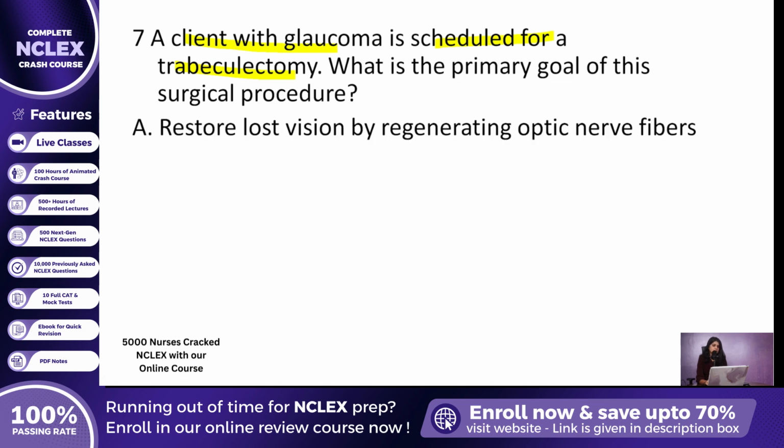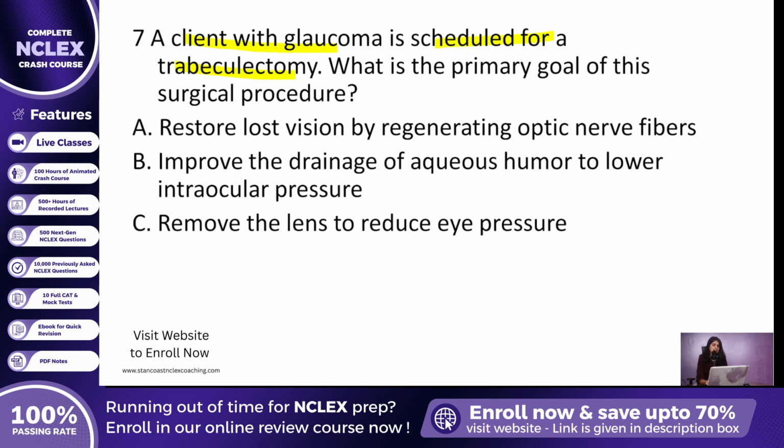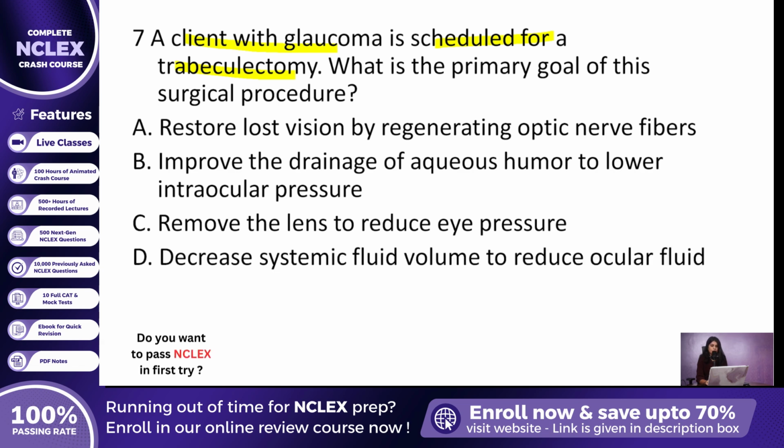A. Restore lost vision by regenerating optic nerve fibers. B. Improve the drainage of aqueous humor to lower intraocular pressure. C. Remove the lens to reduce eye pressure. D. Decrease systemic fluid volume to reduce ocular fluid. So, which one is correct?